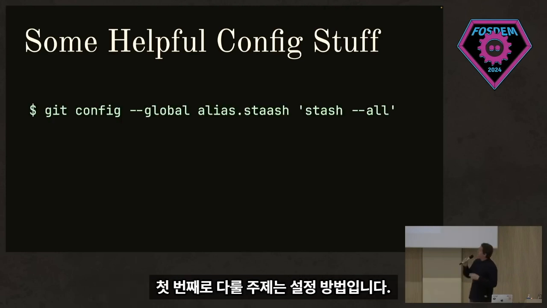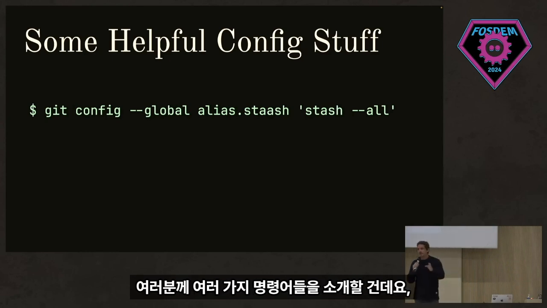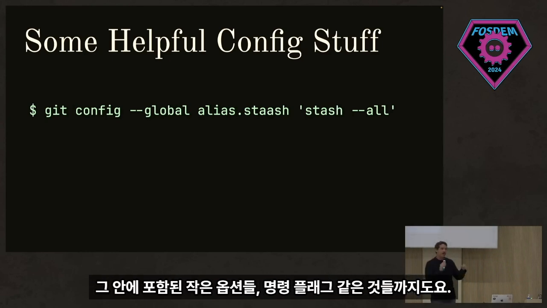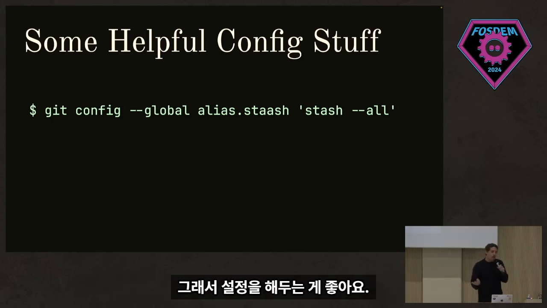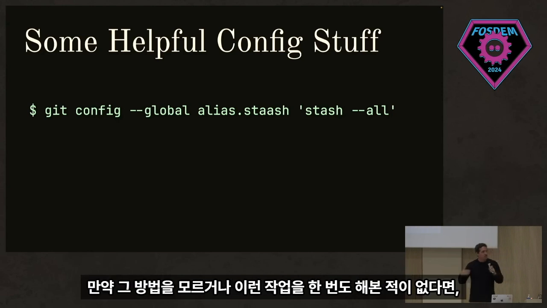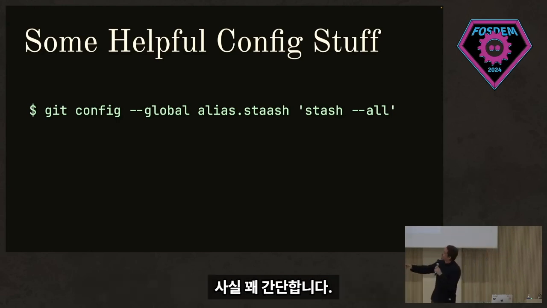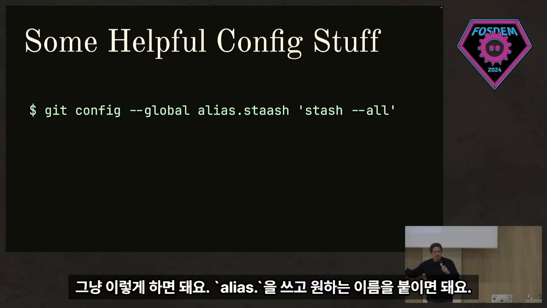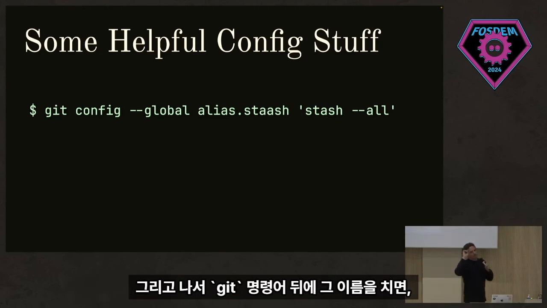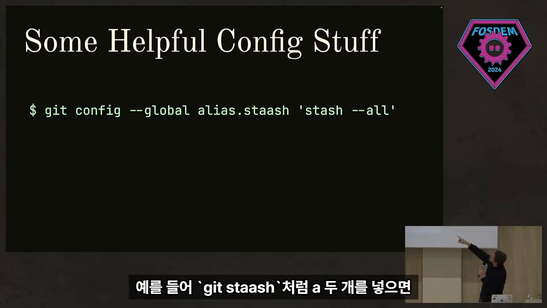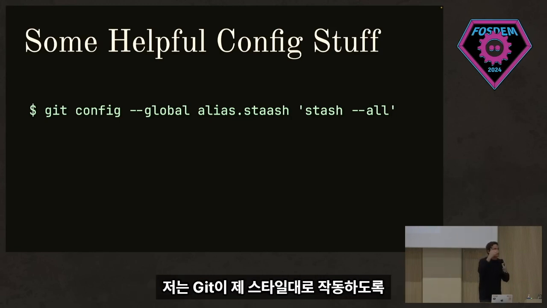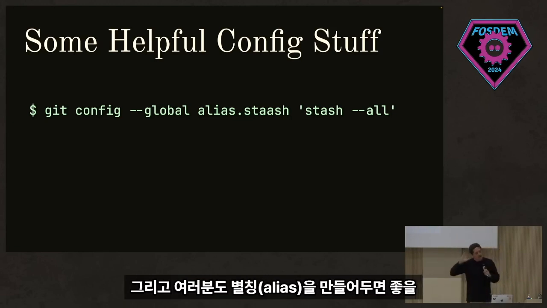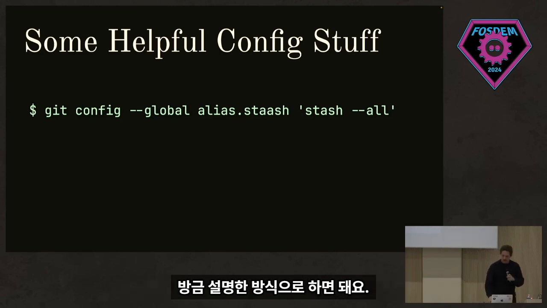All right. So the first thing is how to configure stuff, right? So I'm going to give you a whole bunch of commands that have little options, little command flags and stuff that you may not know about. When you learn them, you probably don't want to type them out every time. So you probably want to set up an alias of some sort. If you don't know how to do it, or if you haven't done this type of thing before, it's fairly straightforward. You just say alias dot whatever you want to type. And then if you type git that thing, so if I type git stash with 2 A's, it'll do stash dash dash all. I don't have to type dash dash all every time. So what I like to do is kind of set up a lot of things of how I like Git to work. And I'll show you a bunch of different things you might want to alias, but that's how you do that if you didn't know.